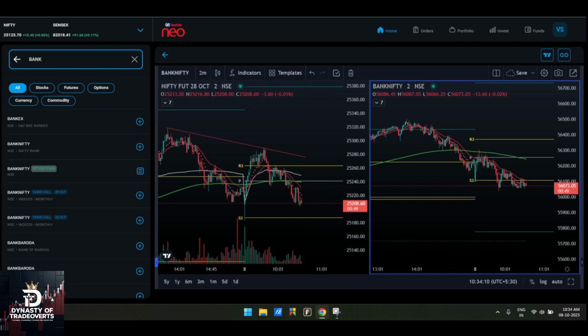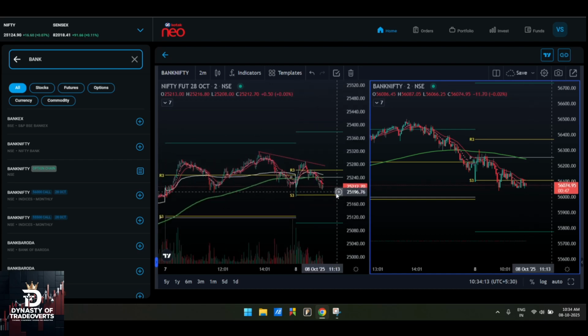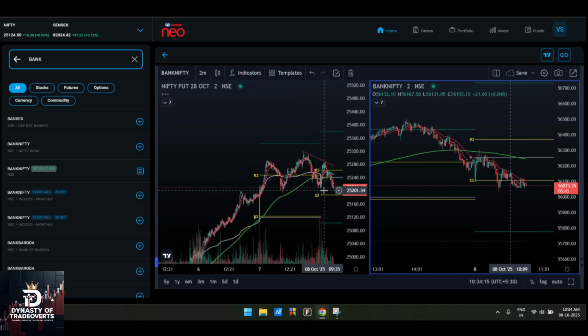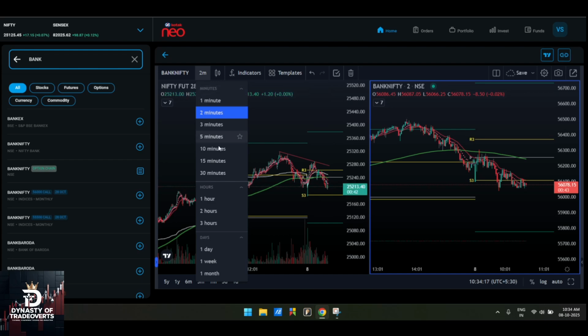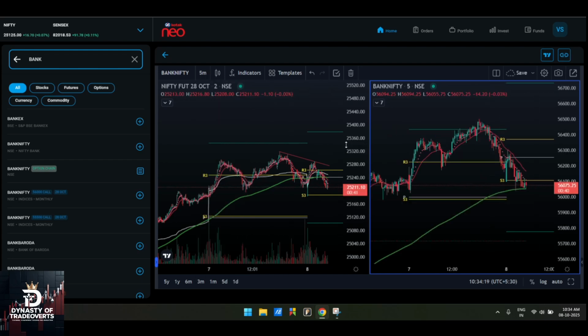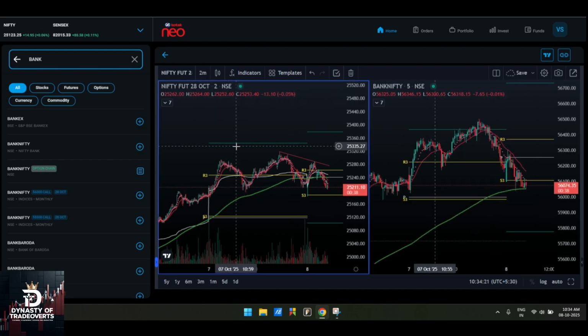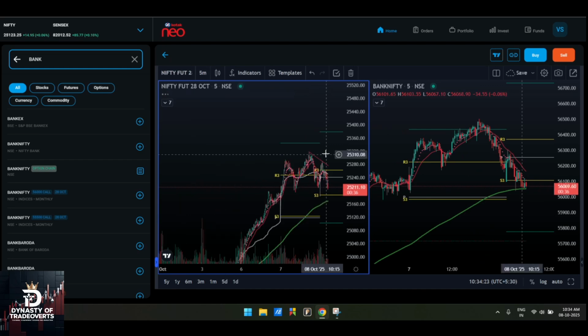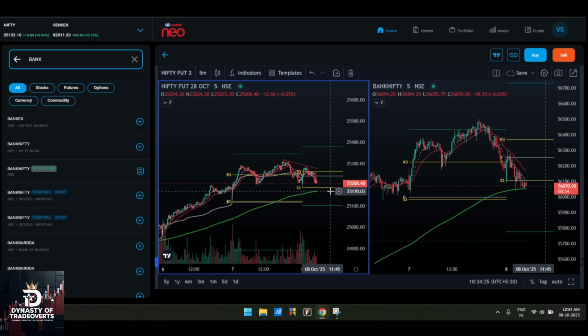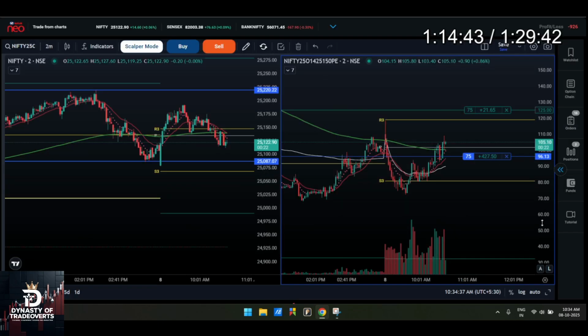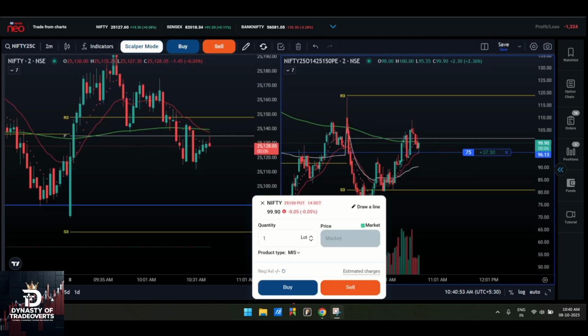I'm checking Bank Nifty and Nifty futures. There is a support in Nifty futures, this S3 level is below, but Bank Nifty has started trading below its S3, but there is a 200 EMA support. So I'm just trying to see what is happening. I'm trying to hold on to this trade.